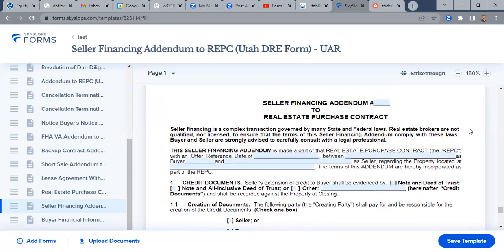So here's the seller financing addendum. This is going to go along with the standard real estate purchase contract. This is just an addendum that's describing the terms of the seller financing. Now let's talk really briefly before we get into this. Why would I want to do seller financing versus a lease option? There are pros and cons to each of them.